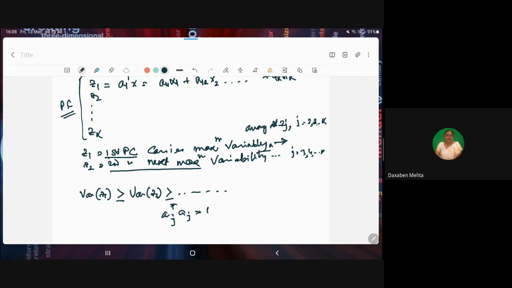I'm just giving you the sense: suppose Z1 is the first principal component, which explains 66% variability of the data matrix, and Z2, the second principal component, explains 22% of the variability. Z3 explains 5%. By this way, the explanatory power of the components is reducing.